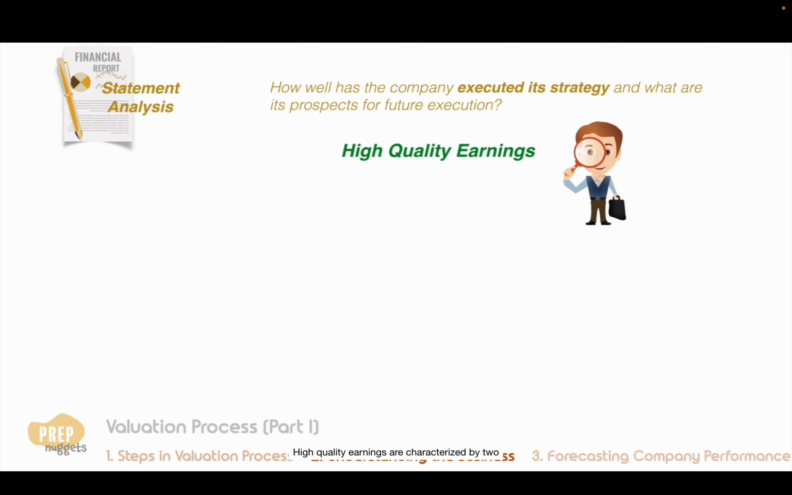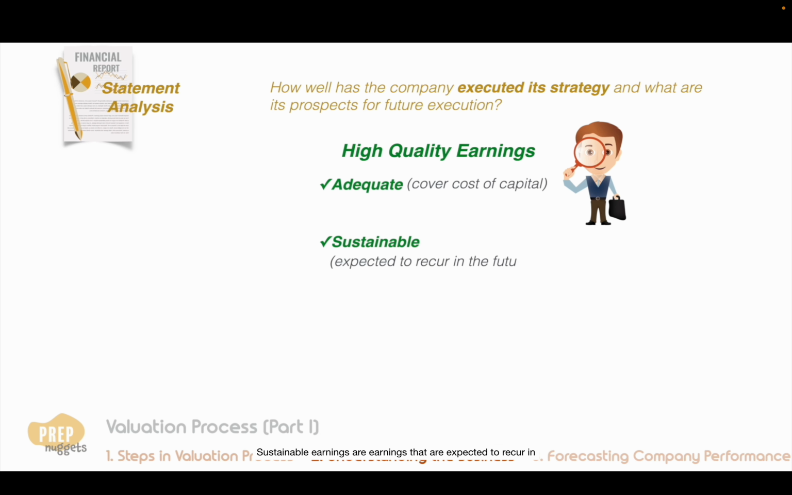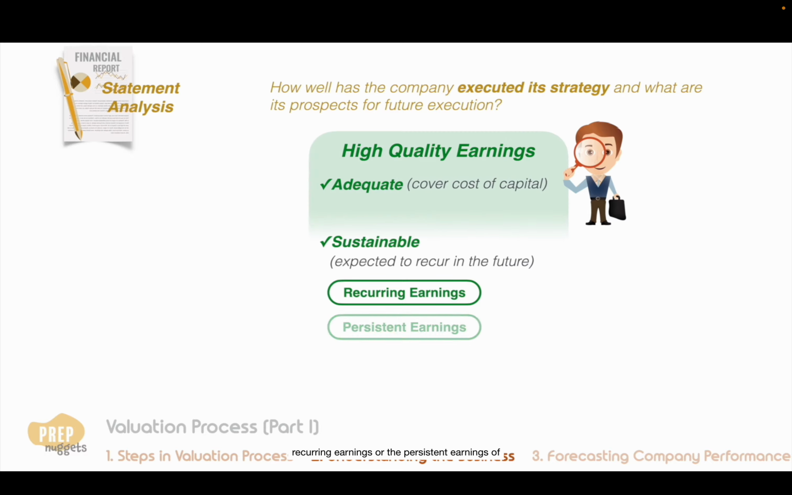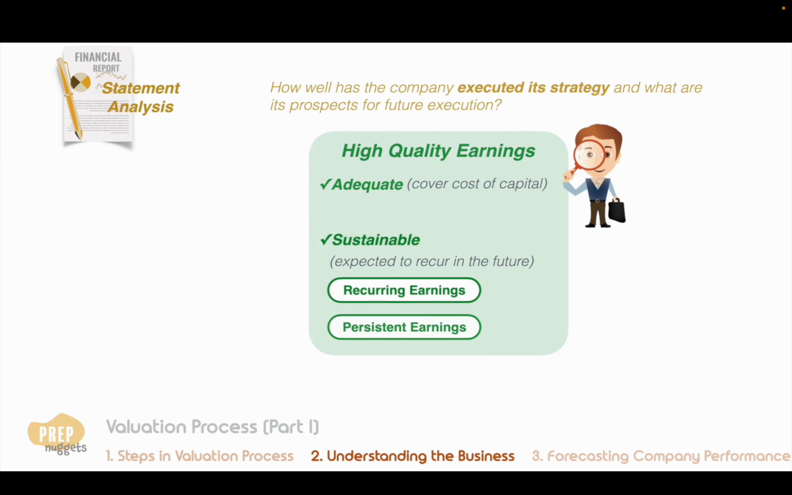High-quality earnings are characterized by 2 important elements. Firstly, it should be adequate, meaning that the earnings should at least cover the company's cost of capital. Secondly, it should be sustainable. Sustainable earnings are earnings that are expected to recur in the future. Earnings sustainability may be assessed by estimating the recurring earnings or the persistent earnings of the firm.